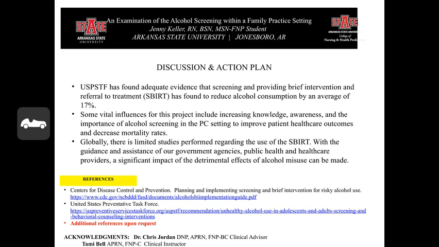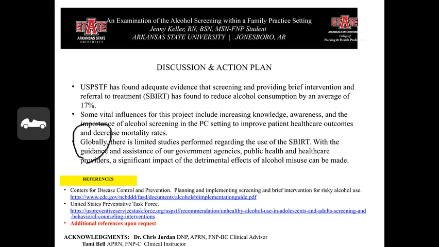The United States Preventative Task Force has found adequate evidence that screening and providing brief intervention and referral to treatment has found to reduce alcohol consumption by an average of 17%. Some vital influences of this project include increasing knowledge, awareness, and importance of alcohol screening in the primary care setting to improve patient health care outcomes and decrease mortality rates.